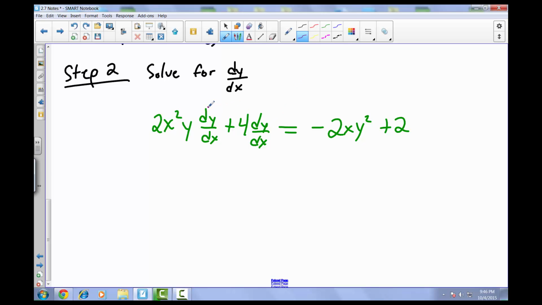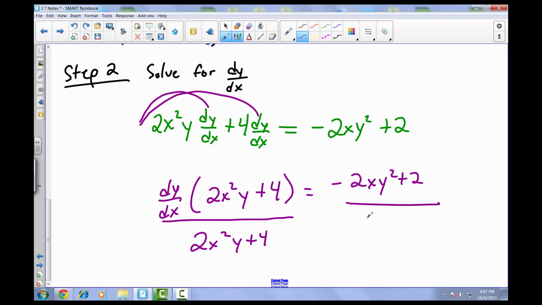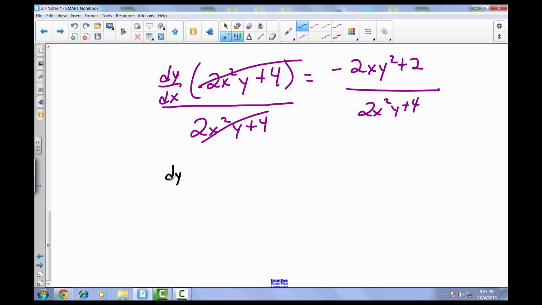Just like before with some of our previous examples, we notice that they both share a common dy dx, so we're going to factor it out of both terms. So then we end up with dy over dx times 2x squared y plus 4 is equal to negative 2xy squared plus 2. And then just lastly, dividing both sides by this 2x squared y plus 4. On the left side, they just cancel out, leaving you your dy dx is equal to, this could be simplified a little bit more, but for right now, it's okay to just leave it alone.